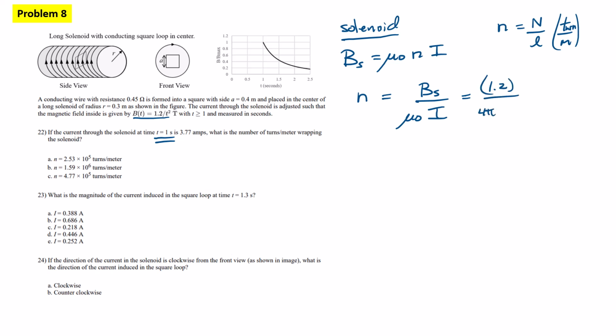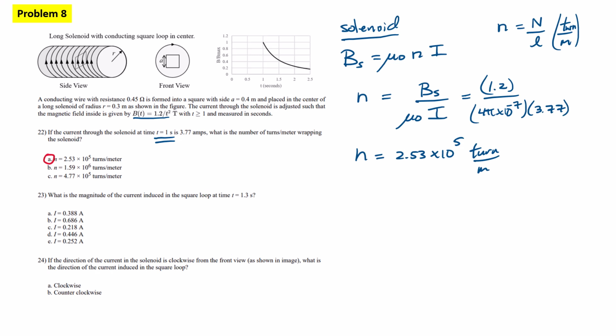Mu0 is 4 pi times 10 to the minus 7. And now the current at that time is also provided to us. That is 3.77 amps. So we put our numbers in the calculator for this one, and you should get something like 2.53 times 10 to the 5. That's measured in turns per meter. Okay, so that looks like it corresponds to choice A.